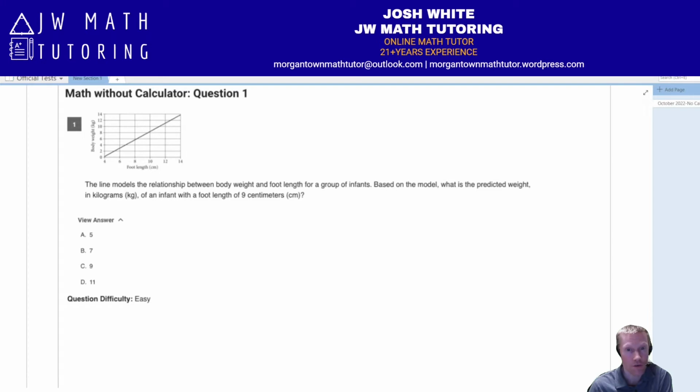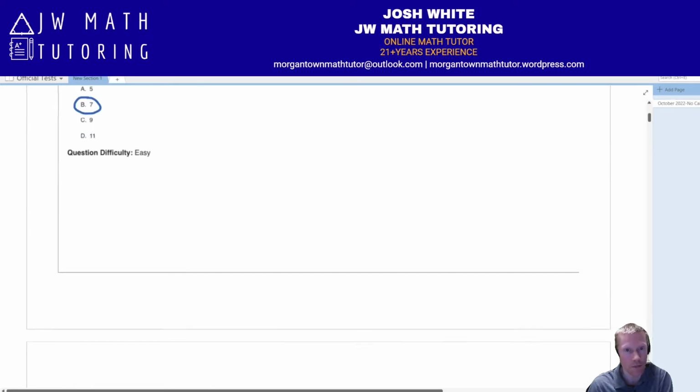Alright, so this first question, question number 1, you're basically given a graph of a line, and they want to know what's the predicted weight for a foot length of 9 centimeters. Our foot length is just our x coordinate, so it'd be right here between 8 and 10. We go up on the graph, and it looks like it's somewhere between 6 and 8. So the correct answer for this one is just going to be letter B, 7, and that's it. No other work is needed.